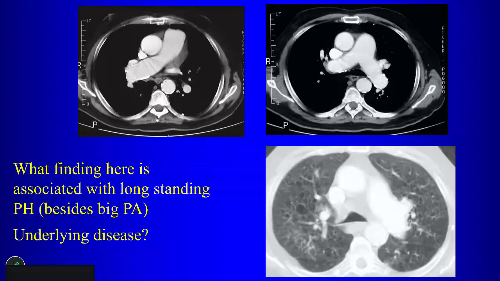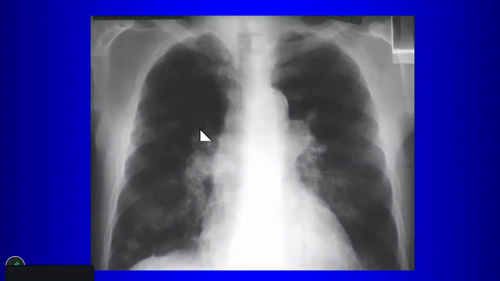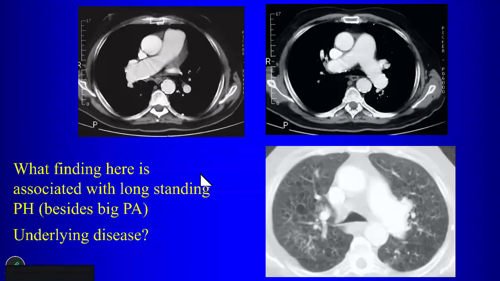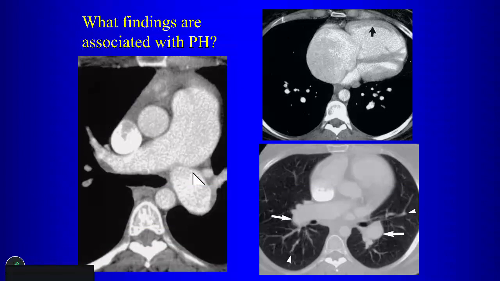Calcification. There's calcification of the pulmonary arteries. See that? So calcification of the pulmonary artery, you can actually see it on the plain film. There's calcification of the pulmonary artery here. Okay. So that's a sign of long-standing pulmonary hypertension if you see calcification along the pulmonary artery wall. The findings on CT associated with pulmonary hypertension.